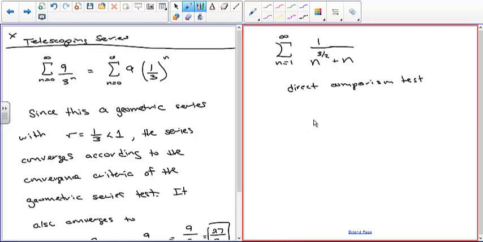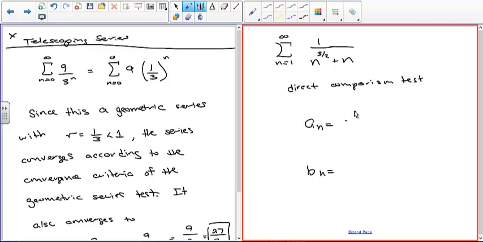So the direct comparison test is you find a function b sub n that is always less or always greater than a sub n, and if b sub n converges, then we know a sub n converges. You can also do it the other way. If you picked a b sub n which is always less than a sub n, and b sub n diverged, then a sub n would have to diverge.